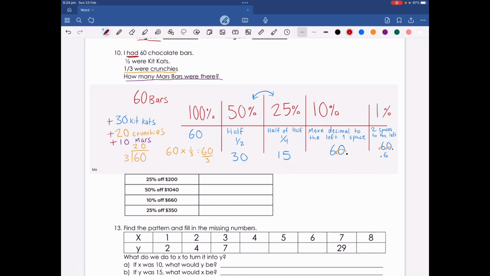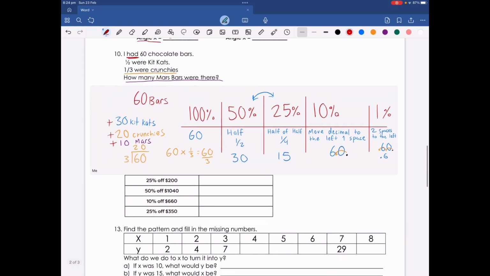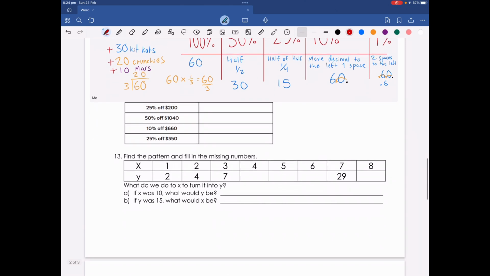There we go. That gives us our 60. All right, so take a screenshot of that. Let's move on.